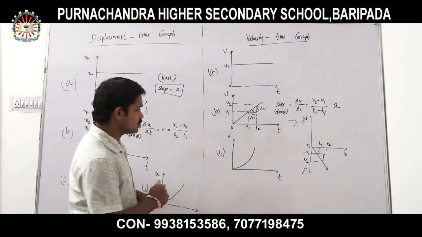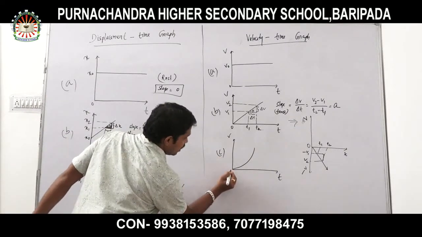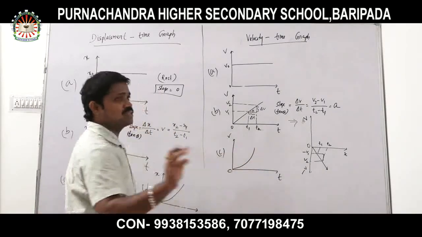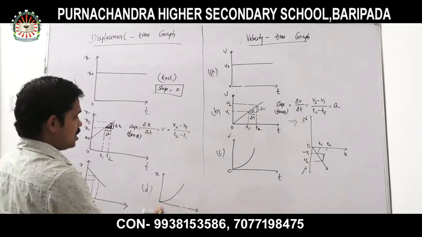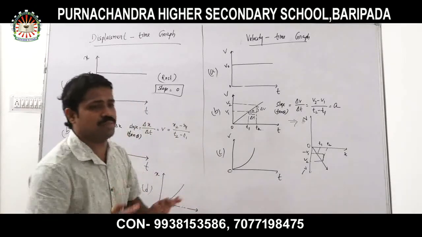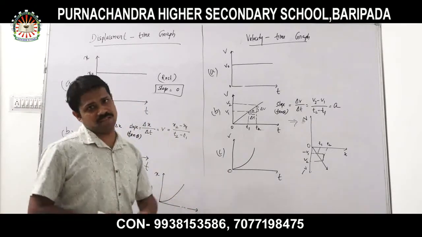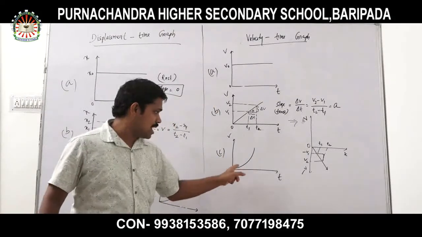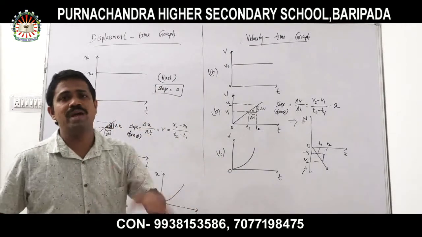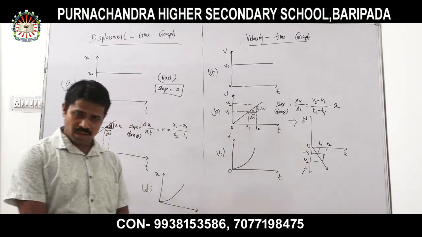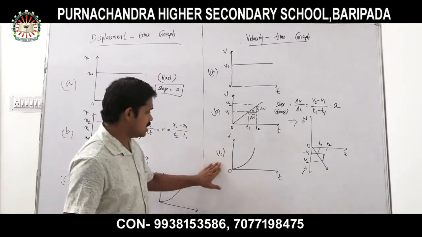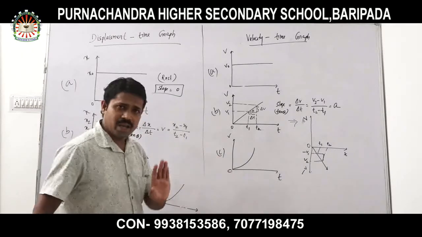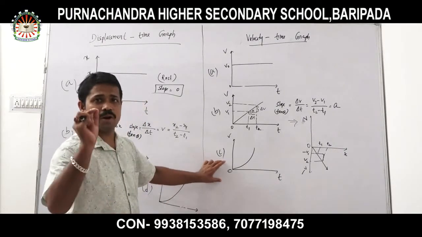Now come to this C. So this is the origin. Let me look here. This is the V, this is the T, and the graph is as you see. So the graph is not for a uniform acceleration. It is a non-uniform acceleration because the slope of velocity and time is not constant. It will vary continuously. Clear, all of you? Remember, in this case the slope is not constant, the slope will vary.